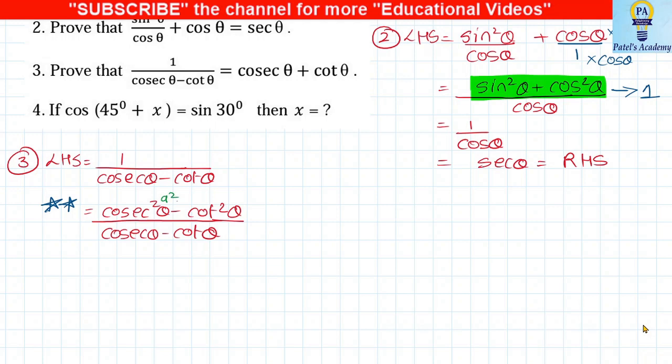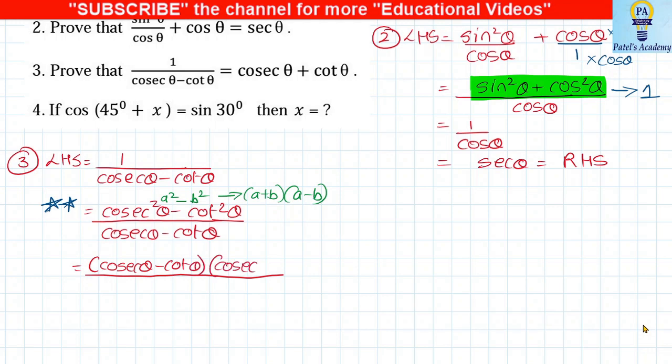Now, is the numerator nothing but a square minus b square? What is the answer for a square minus b square? A plus b, a minus b. So, the next step is going to be a plus b, a minus b, where a and b are nothing but cosec and cot. So, what I'll get is cosec theta minus cot theta, cosec theta plus cot theta, and the denominator will come as it is, that is cosec theta minus cot theta.